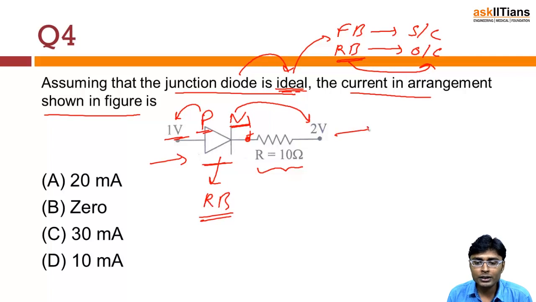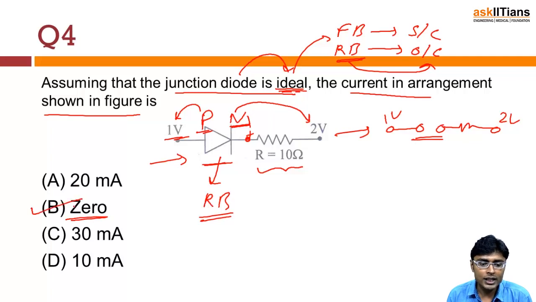So if we assume this as an open circuit, then there will not be any path for a current to flow, right? Therefore there will not be any current flowing through this circuit, therefore the current will be zero, and therefore the answer is B.